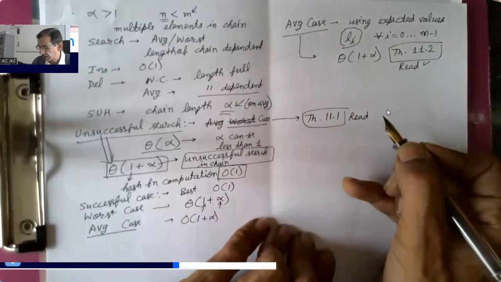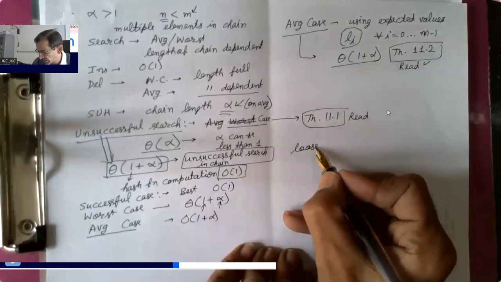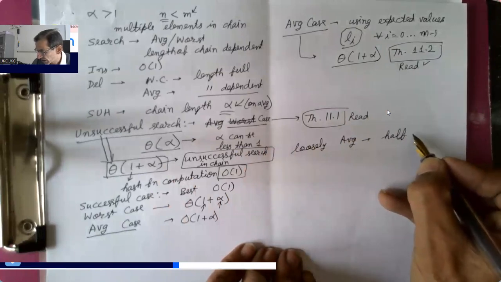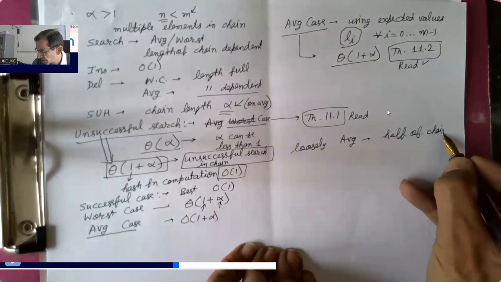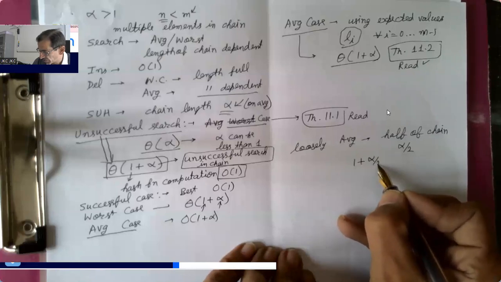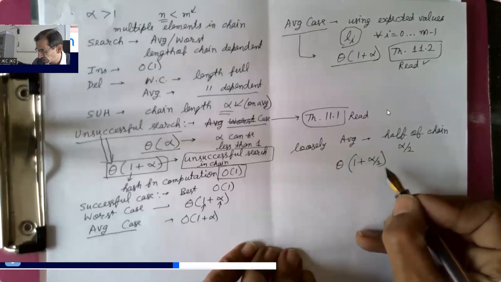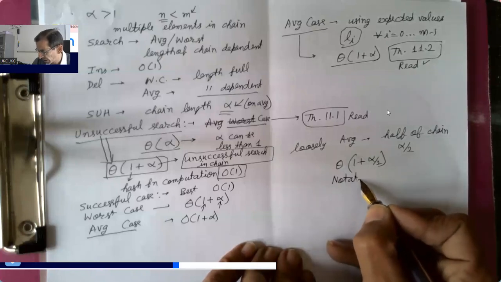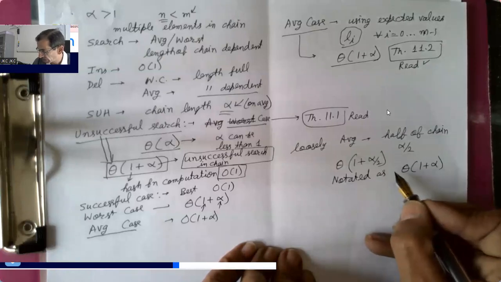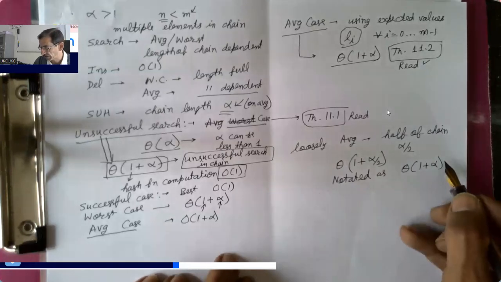But loosely speaking, this is easily understandable: for the average case, half the length, half of the chain, is to be searched on average. Half of the chain means alpha by 2. So effectively, the total time taken will be approximately theta of 1 plus alpha by 2. In terms of notation, this is normally written as theta of 1 plus alpha, with 1 being needed because alpha could be in any range. So this way, it will be effectively there.